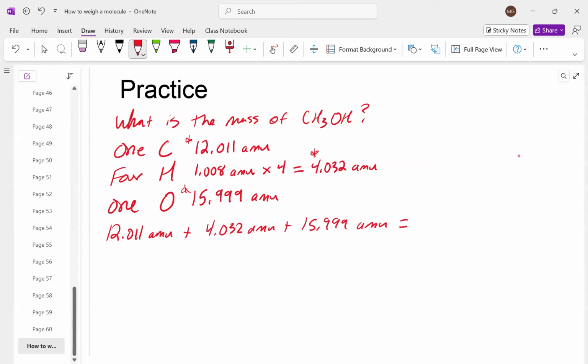And that comes out to 32.042 atomic mass units.